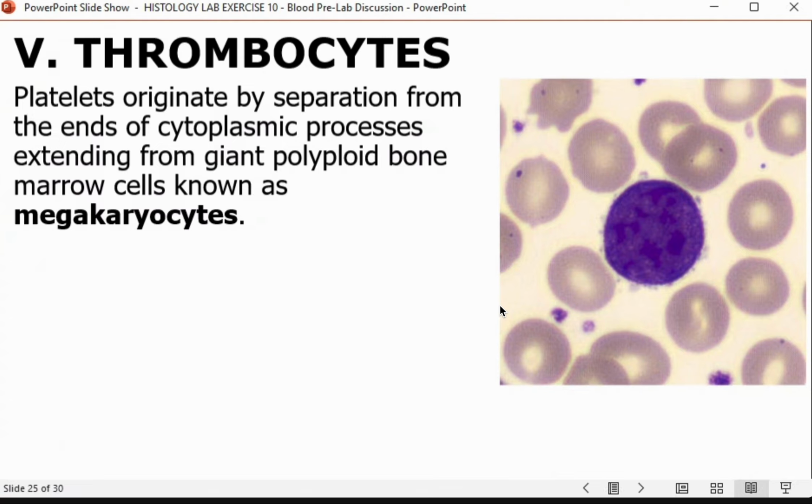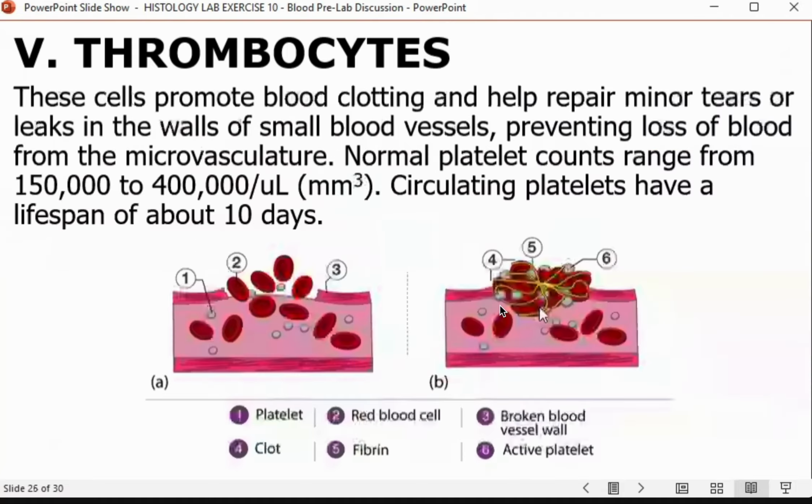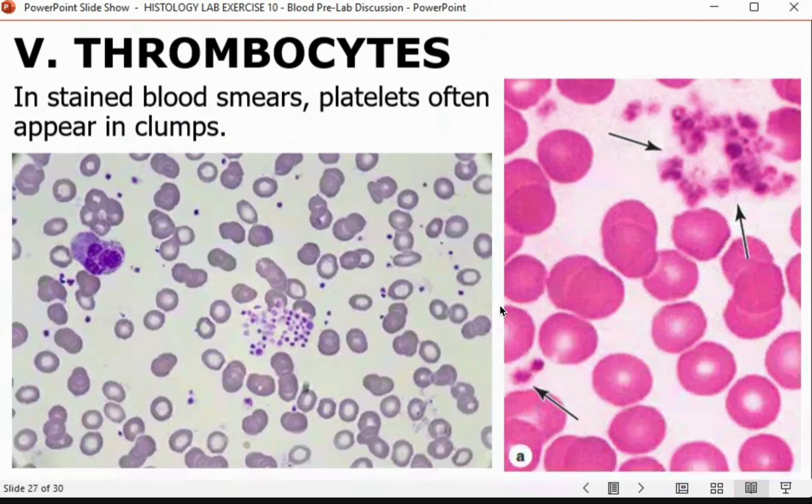The last of your formed elements is your platelets, your thrombocytes. Your thrombocytes, they originate from your megakaryocyte here. Megakaryocytes are typically not seen in peripheral blood. They usually remain only in the bone marrow, and by the time they reach peripheral blood, they've separated na into these little tiny pieces called your platelets. So your platelets, they promote blood clotting and help minor tears or leaks in the walls of small blood vessels, preventing the loss of blood from the microvasculature.